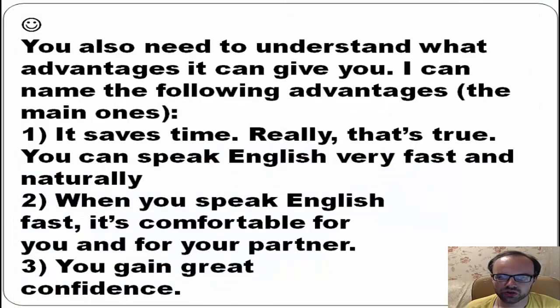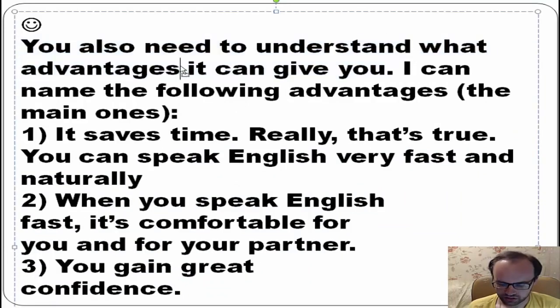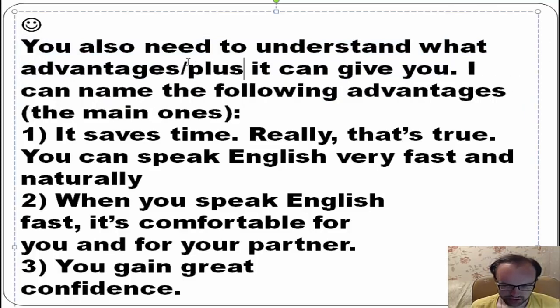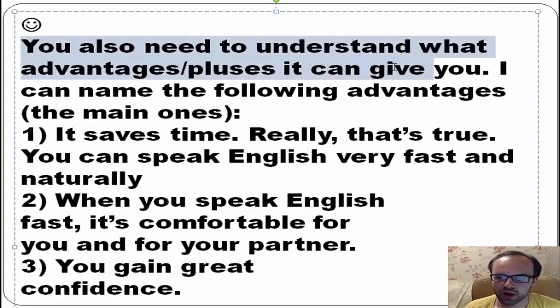Good. So you also need to understand what advantages it can give you, what advantages or pluses or good things it can give you. Why is it so important? Why is it so important to think in English?